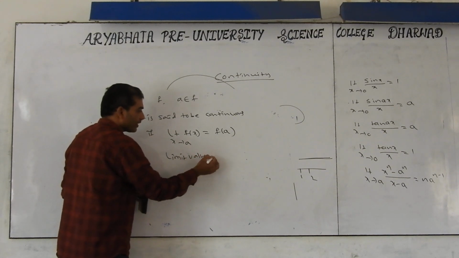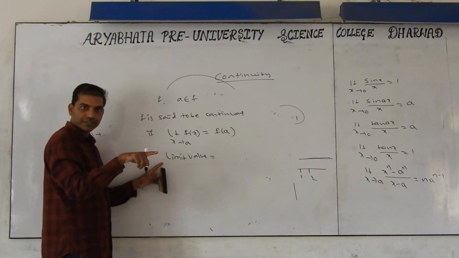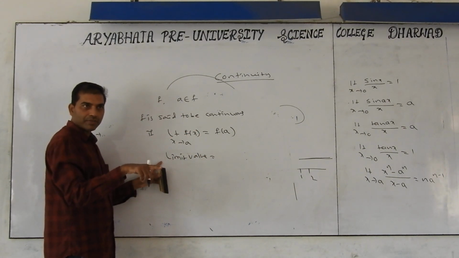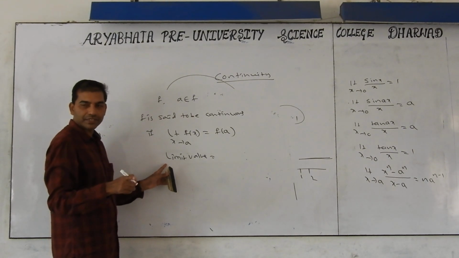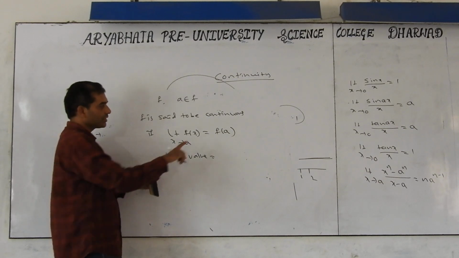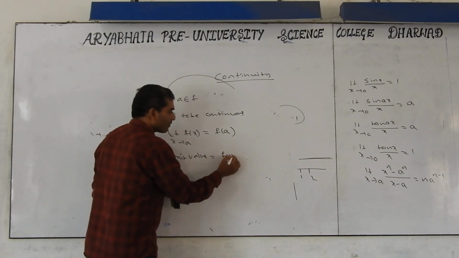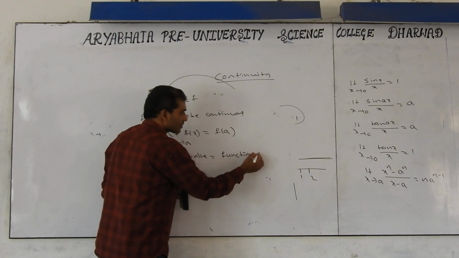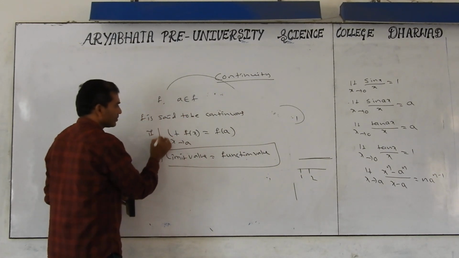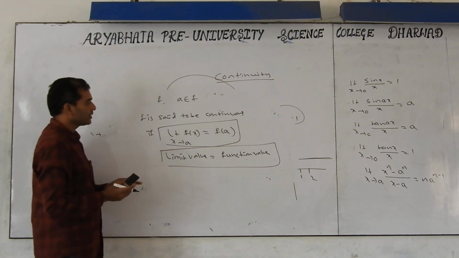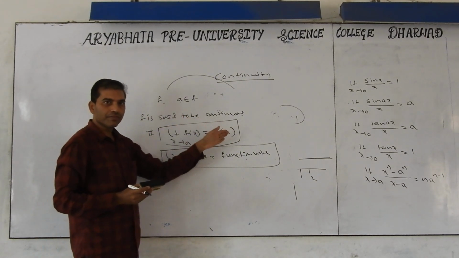How to find limit value? Yesterday we have discussed. Limit value means left limit equal to right limit. Then the limit exists. Otherwise the limit does not exist. f of a is called the function value at a. This is limit value equal to function value.